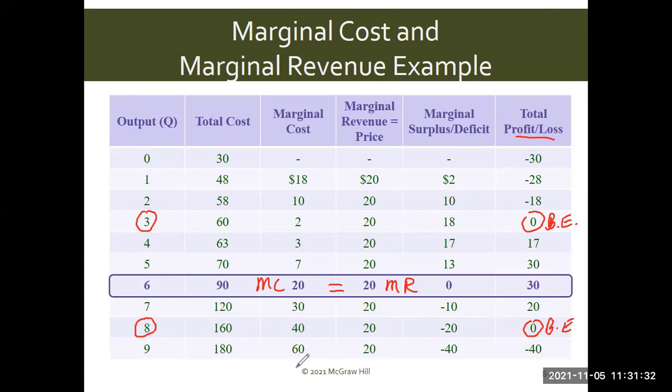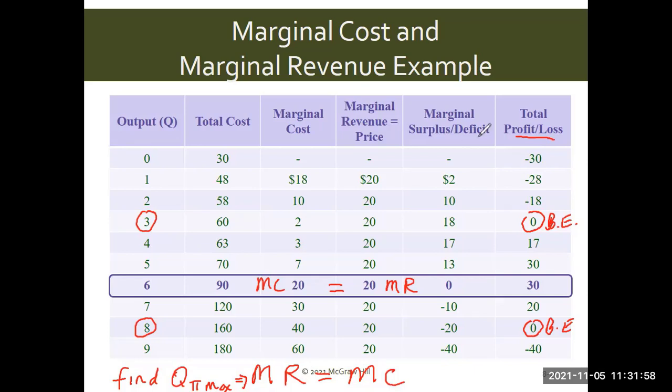Now, before I go to the next slide, which shows a graph and pulls out this quantity of 6, let me reiterate that we want to find a quantity where marginal revenue equals marginal cost. That's what we want to do. We find the quantity of profit maximization, where marginal revenue equals marginal cost. That'll give us the best quantity to produce.